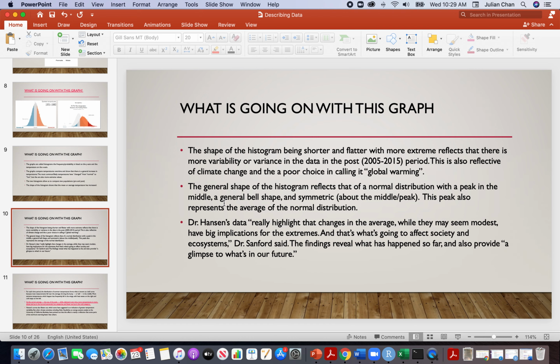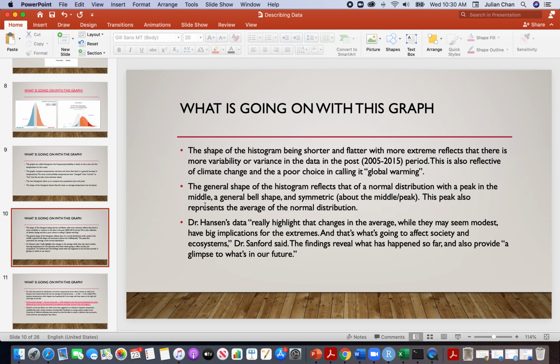Now, one of the most important things that we'll come back to is that these histograms reflect what's called a normal distribution. The peak is in the middle, the general shape is a bell, and it's symmetric about that middle. Okay, so if you were to fold it in half about the highest peak, it should be roughly symmetrical. And that middle represents the average of a normal distribution.